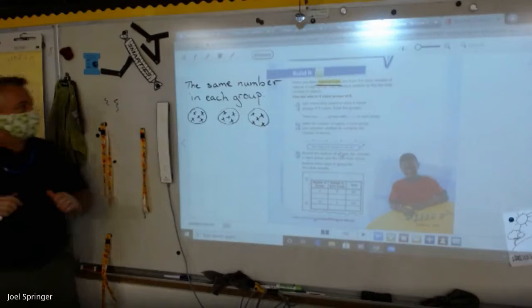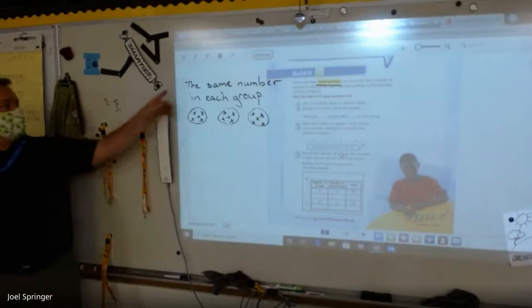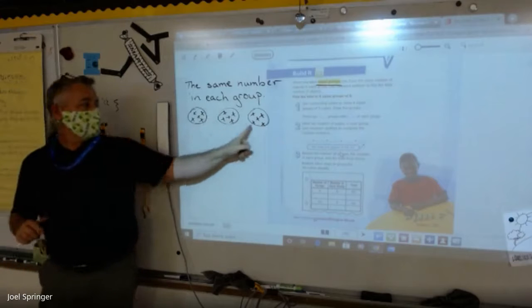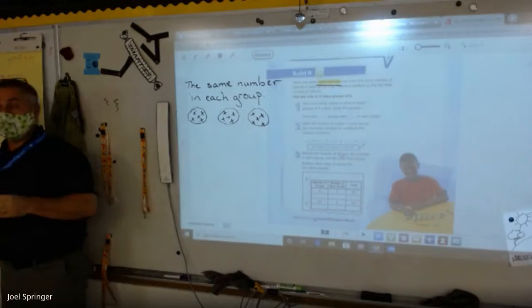All right. So under equal groups, put the same number in each group and then show me what equal groups would look like. Actually, show yourself what equal groups look like.